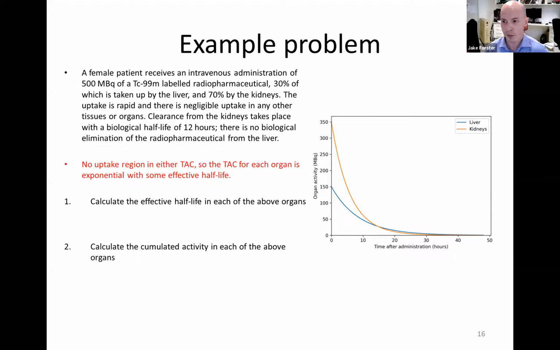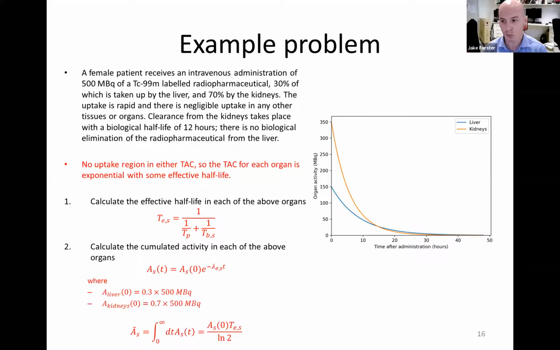So the first thing to note is because uptake is rapid, we'll have no uptake region in either of the time activity curves for the organs. So the time activity curve will simply be exponential with some effective half-life. We'll use that equation presented in the previous slide to calculate our effective half-life. We can simply write the time activity curve in this kind of fashion, where the initial activity in the organ, we can get from those uptake values. And then all we have to do to get the accumulated activity is to integrate over an exponential, which is quite straightforward, and we get a nice answer.